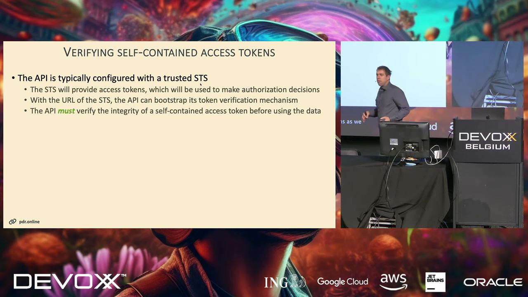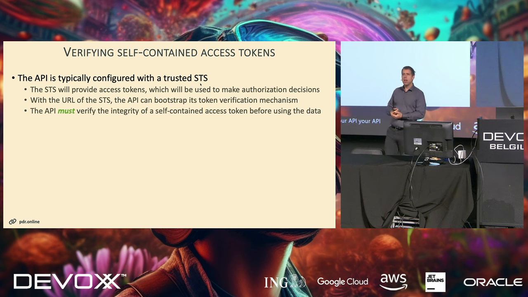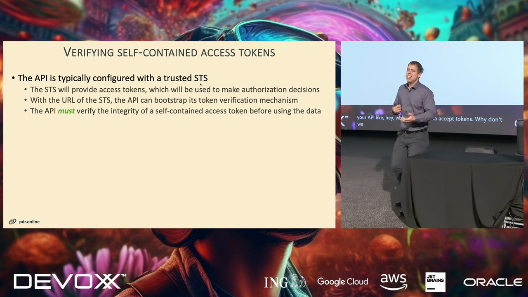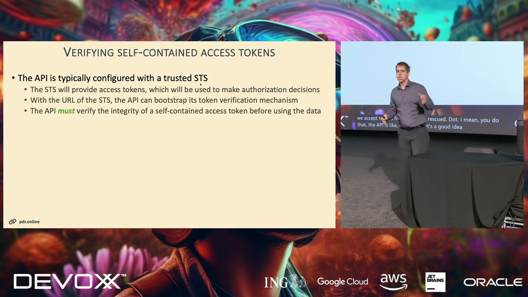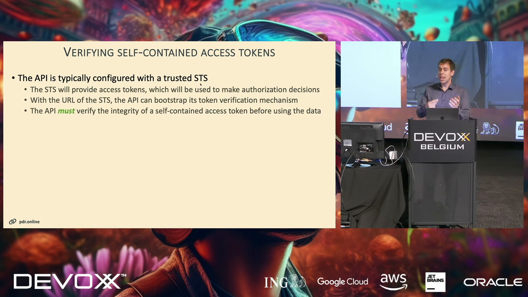Well, the API is configured with a trusted STS. You tell your API it doesn't just accept tokens from all over the world. No, you tell your API, hey, when we're going to accept tokens, why don't we accept tokens from sts.restequate.com? And when you do that, the API is like, oh yeah, that's a good idea. Basically the API is going to be like, okay, in that case, I'm going to load the signing key or the signature verification key from the STS. So whenever I get a token, I can verify whether this is valid.